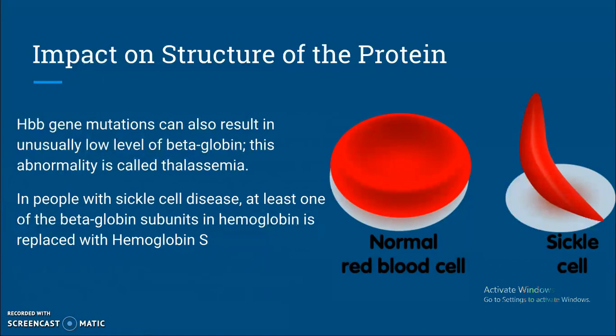So the HBB gene mutations can also result in unusually low beta globin, and this is called thalassemia. In people with sickle cell disease, at least one of the beta globin subunits is replaced with that hemoglobin S. So this is what a normal red blood cell looks like, and this is the sickle cell.